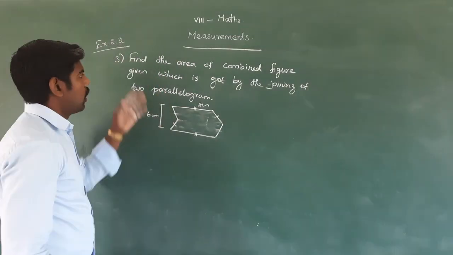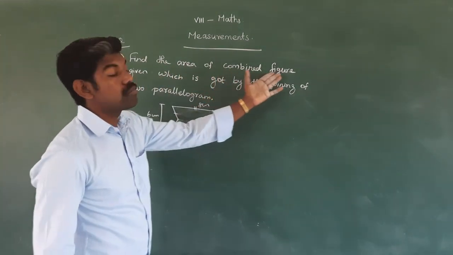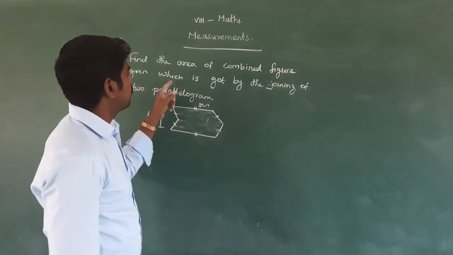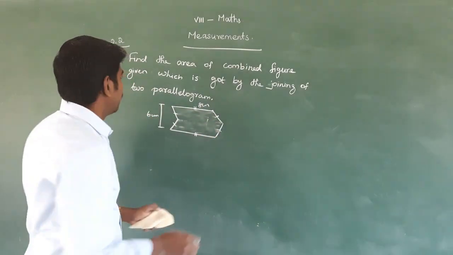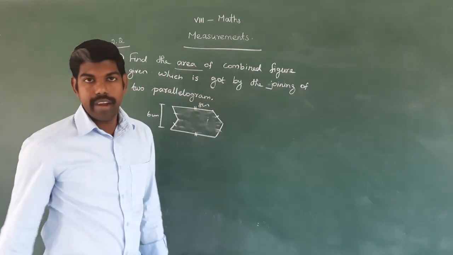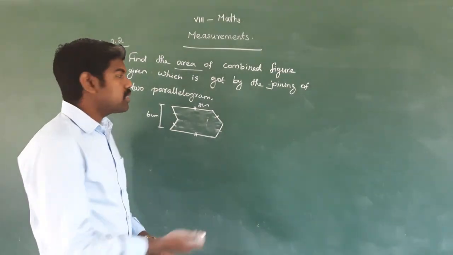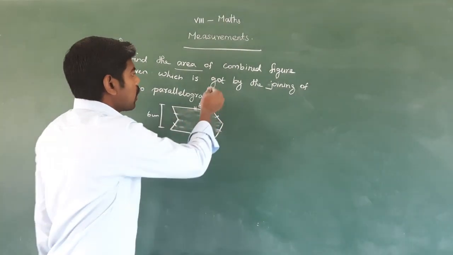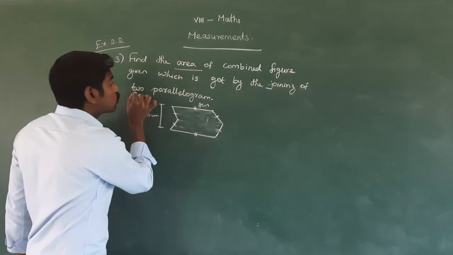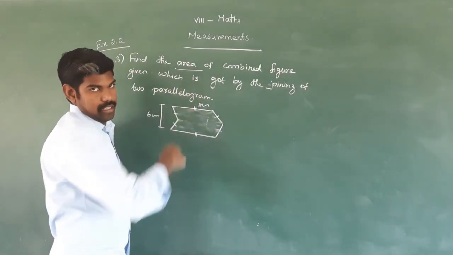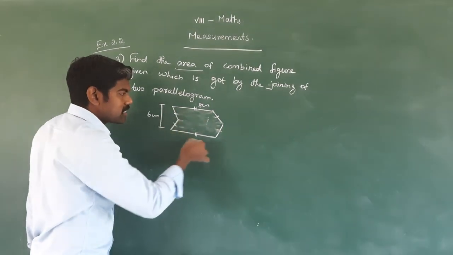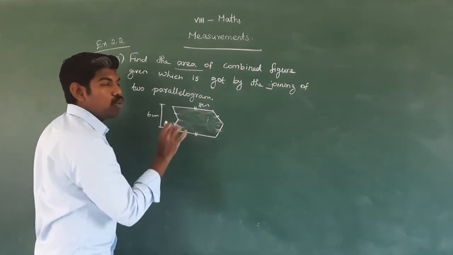Question number 3. Find the area of the combined figure, which is got by joining two parallelograms. In this figure, two parallelograms are there, so this figure is made by two parallelograms.